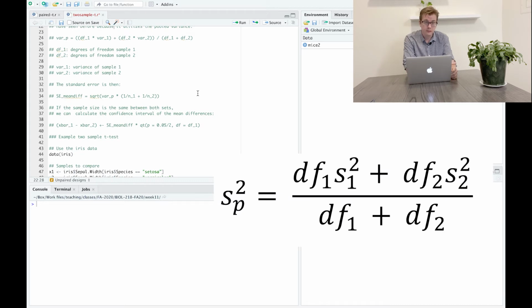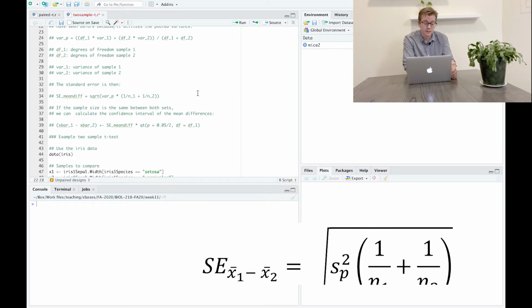The standard error of the mean difference is therefore the square root of the pooled variance times 1 divided by the n of sample 1 plus 1 divided by the n of sample 2. We will calculate all this out using an example.